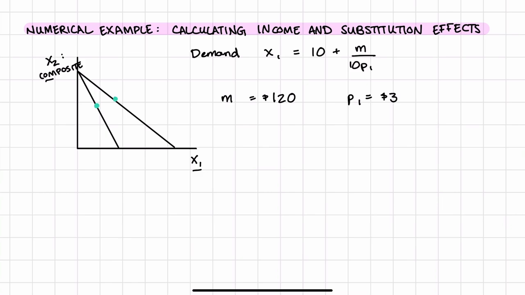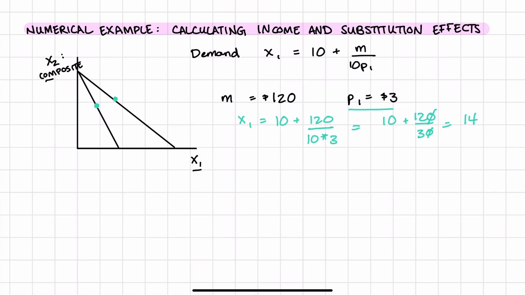We would have x1 equals 10 plus 120 divided by 10 times 3, which is 10 plus 120 over 30, which is 10 plus 4, or 14. We get 14 units of x1 under the price of good 1 being $3.